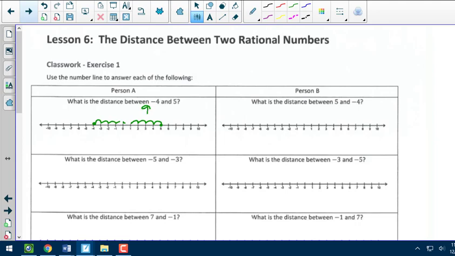They're 9 units away from each other, making the little hops. Person B says, what is the distance between +5 and -4? Well, it's the same two numbers, and it doesn't matter if I go from left to right or right to left, I'm still going to get 9 units.